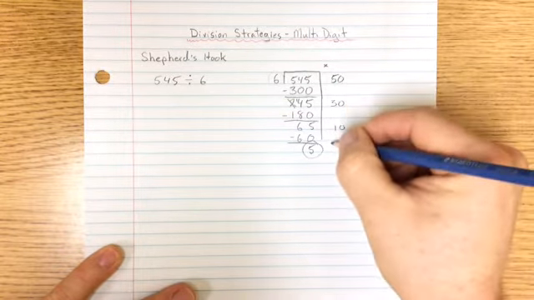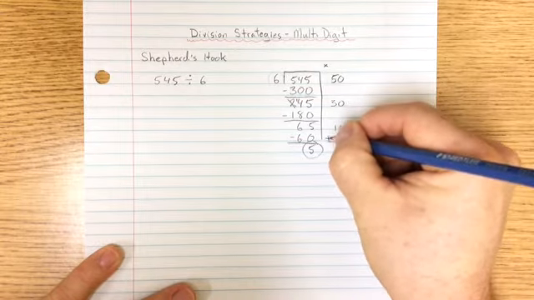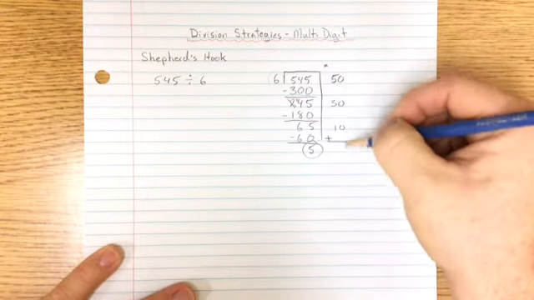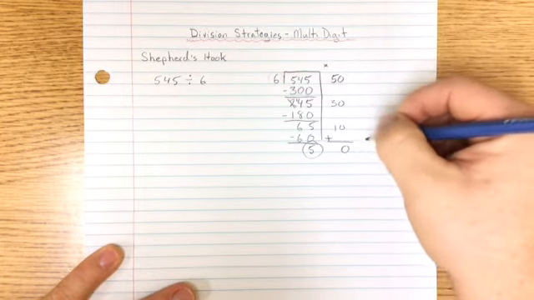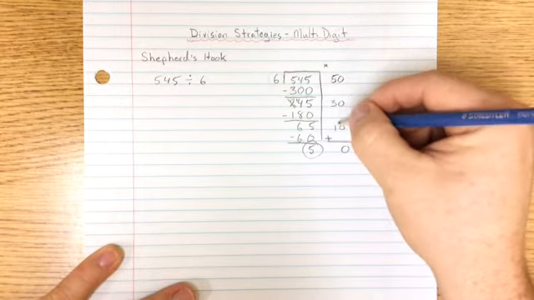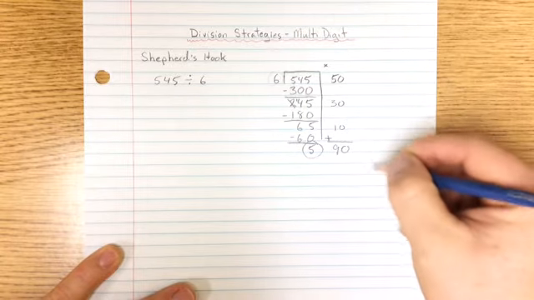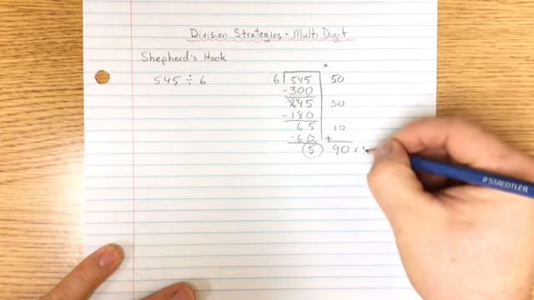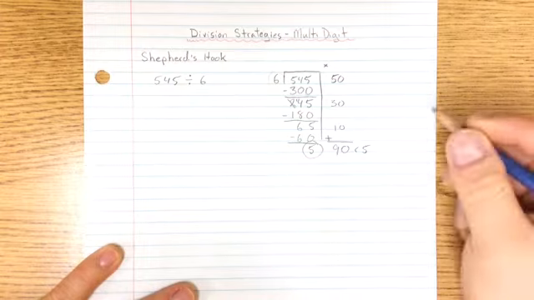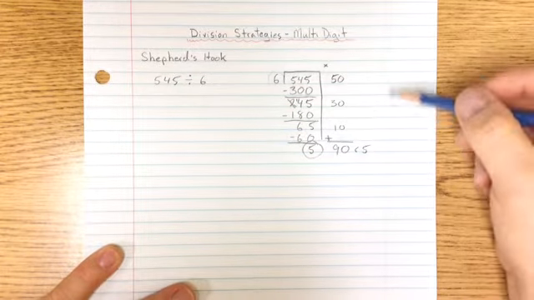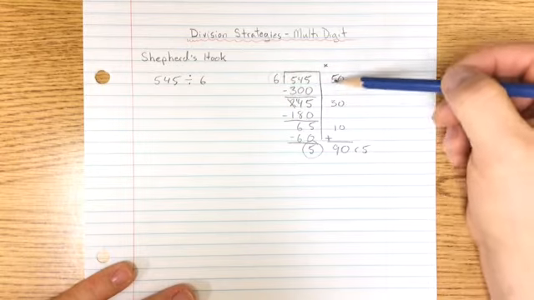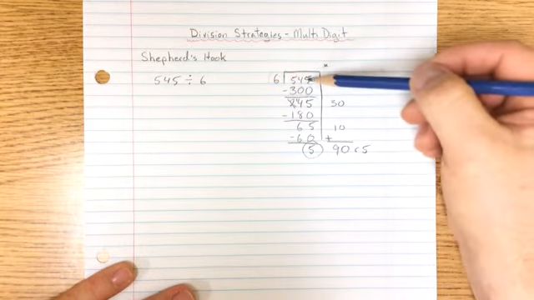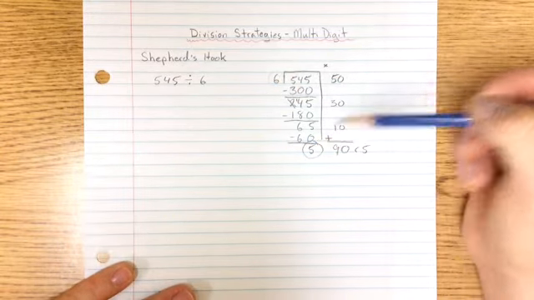What I do now is I just add up all of these numbers. I have nothing in the ones, but 5 plus 3 plus 1, 5 plus 3 is 8, plus 1 is 9, so 90, remainder 5. And that's how a shepherd's hook works. It is taking the numbers but giving them the opportunity to subtract multiples of 6 from the whole large number.